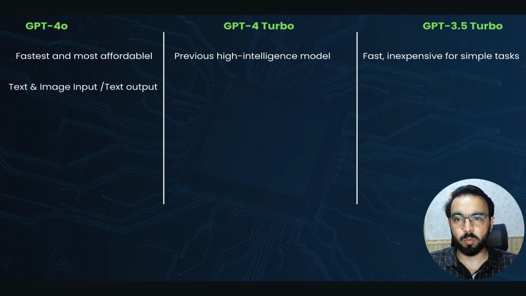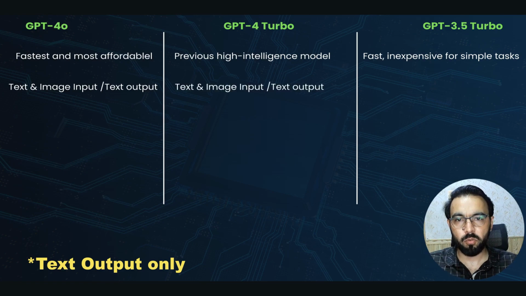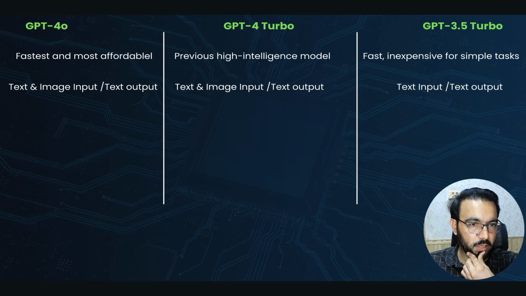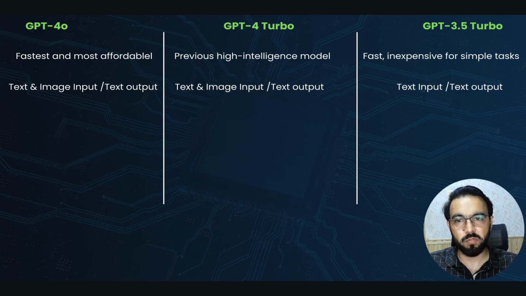The 4o model accepts both text and image as input and also generates output. 4 Turbo accepts text and image as input and also generates output. 3.5 Turbo is actually only a text-based model, which accepts text only and also returns the response in text format.